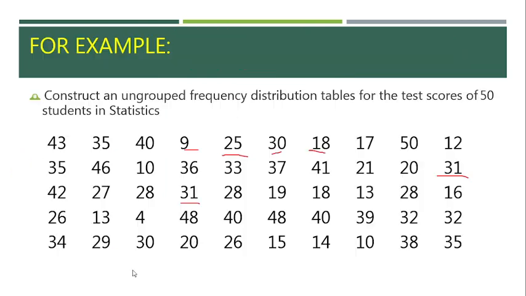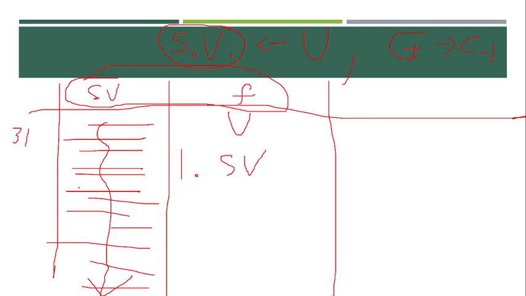Then you proceed to the next value, which might be, for example, 33, or 32. Even though 32 appears multiple times, you just put 32. That is the first step. Next, 33. That's the first step, to write down all your specific values.